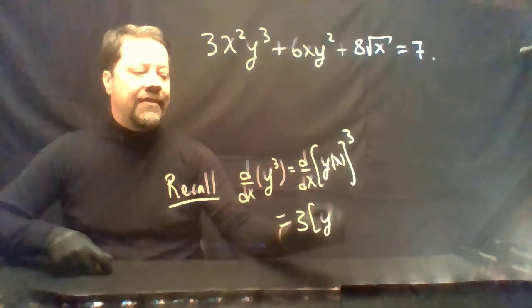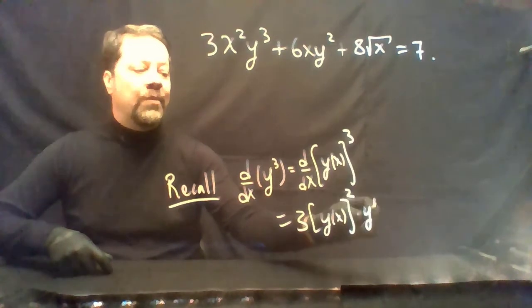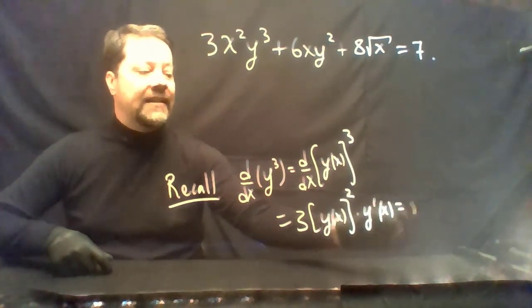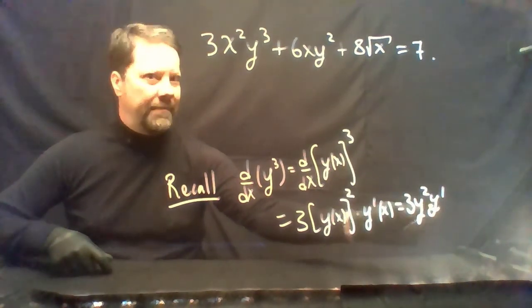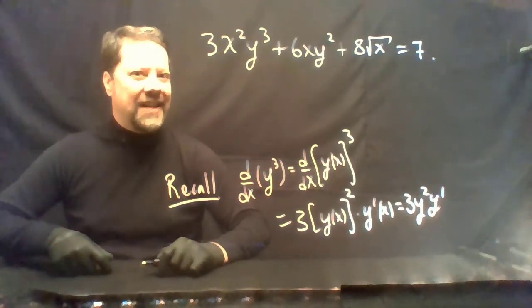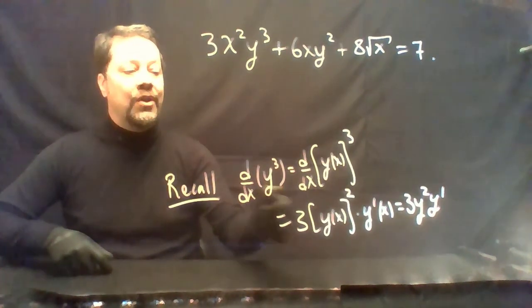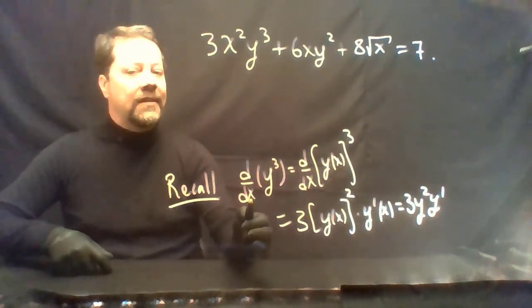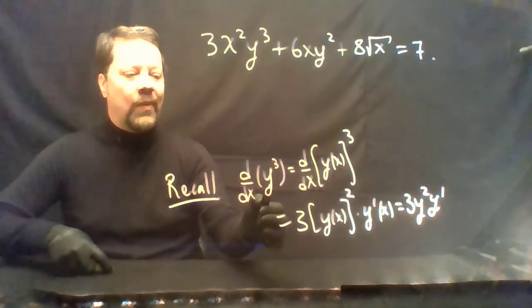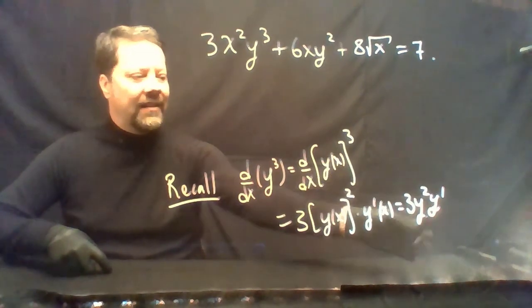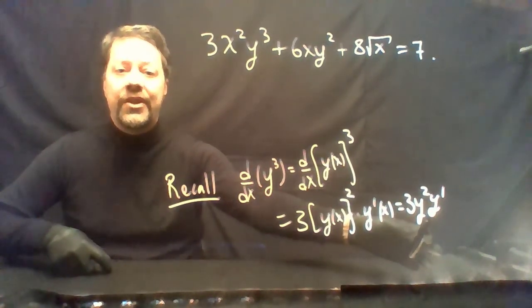You bring the power down and leave the inside alone, subtracting 1 from the exponent, but then you have to multiply by the derivative of the inside. That's why you get 3y squared y prime. Very important that you catch on to that y prime at the end there. If I take the derivative of y cubed, I don't get 3y squared. Not when I'm taking the derivative with respect to x, assuming that y is a function of x. I have to get the y prime. Why? Because of the chain rule.